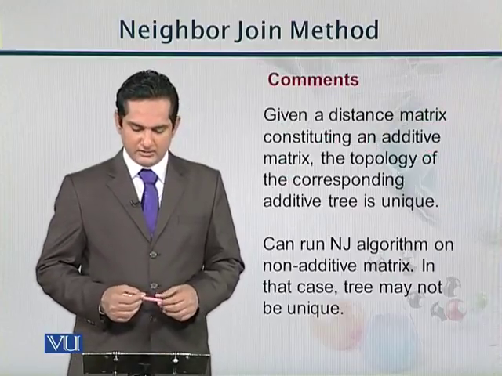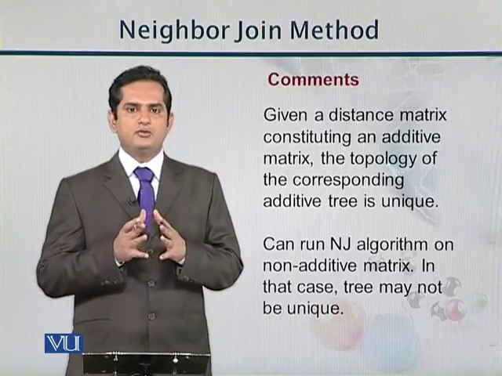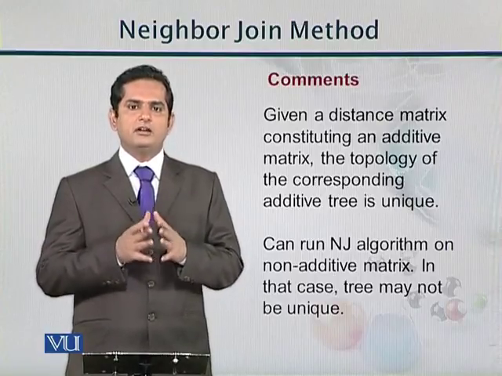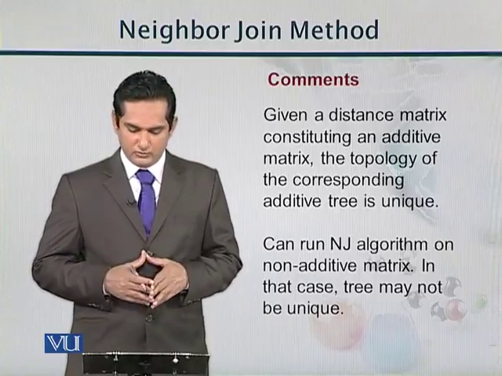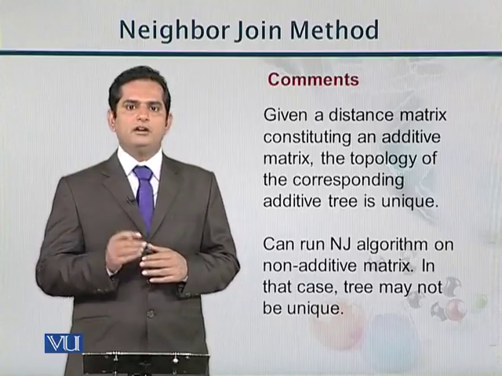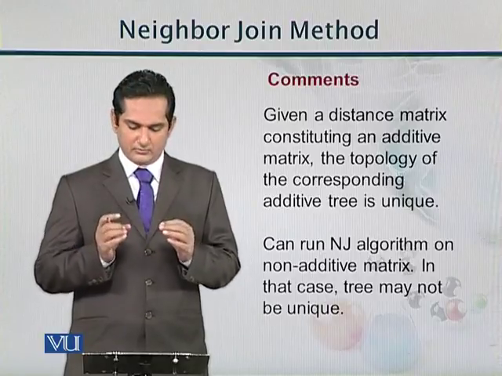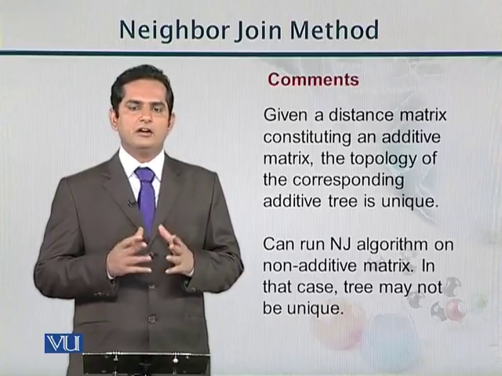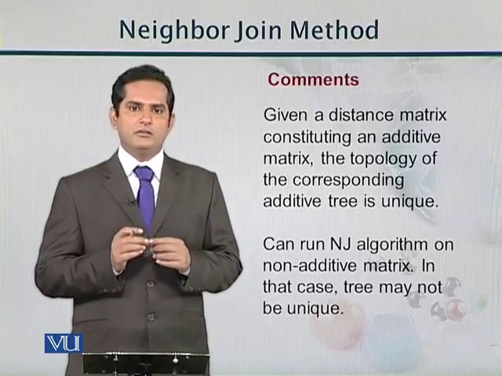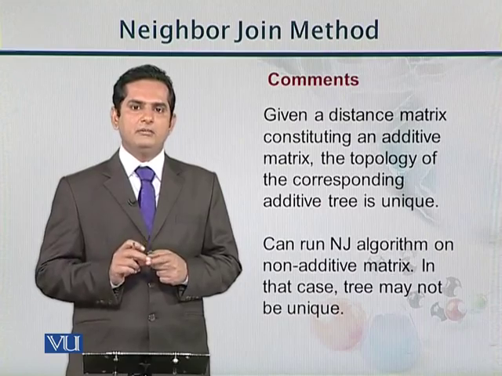So what are the comments, basically? If we have a distance matrix and we use the neighbor joining method, we will construct an unrooted tree which will be unique for that case. We can also use non-additive matrices, but the problem is that we don't get a common unique tree if we use non-additive matrices. So the conclusion is, by using the neighbor join method, we can construct unrooted trees, and if we use an additive matrix, then it will be a unique tree.